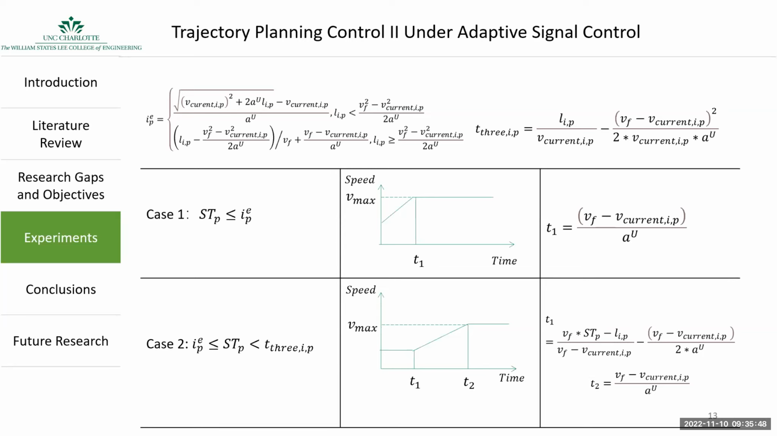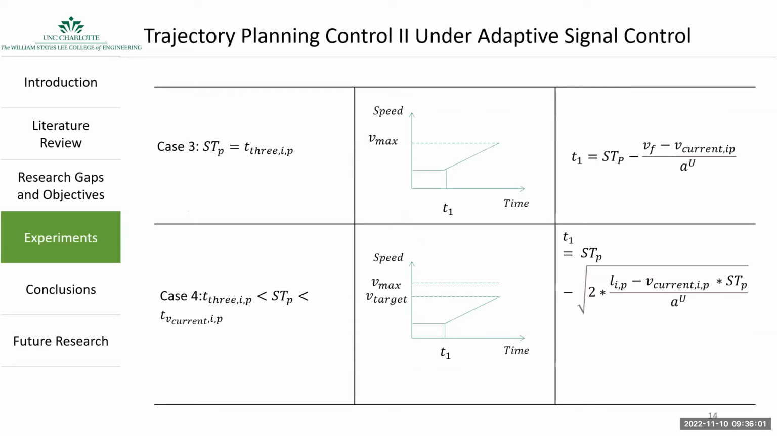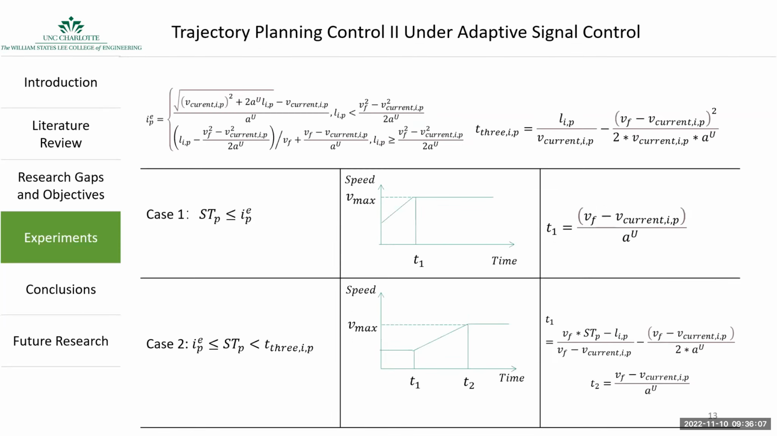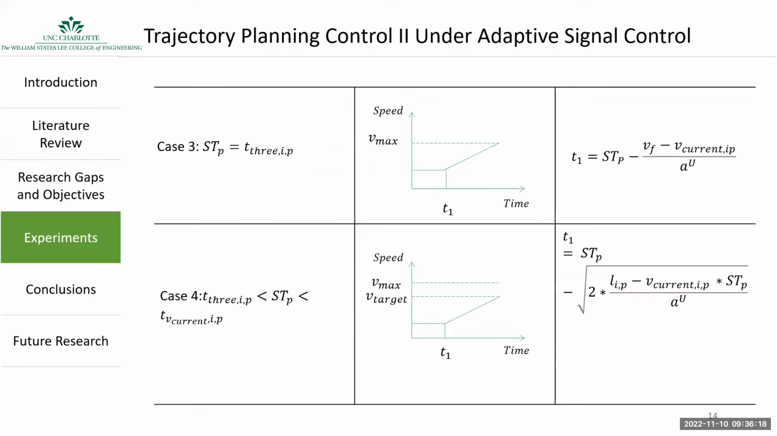For others, when the green start time is not that early, then probably you can find it as a 3-segment trajectory. I will not go into those details, but you can find all the calculations for all those joint points or threshold values. It's quite simple if you know some basic kinematic equations.